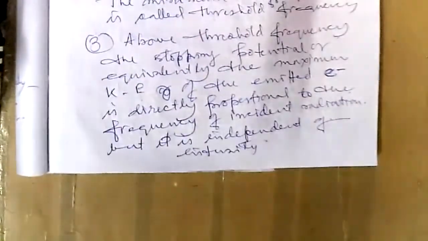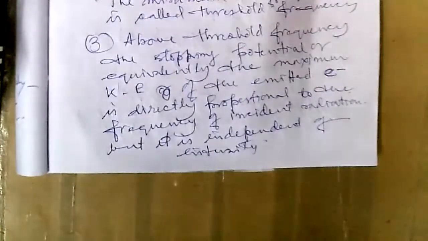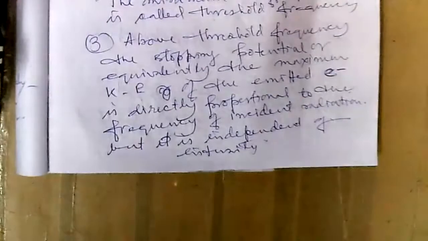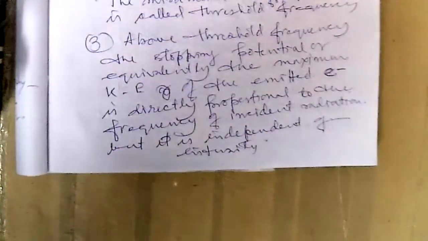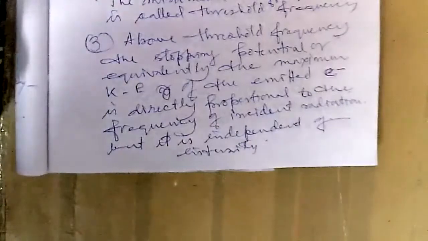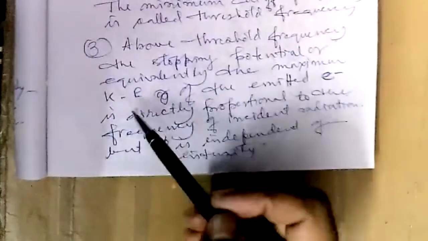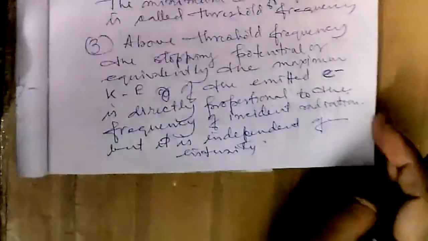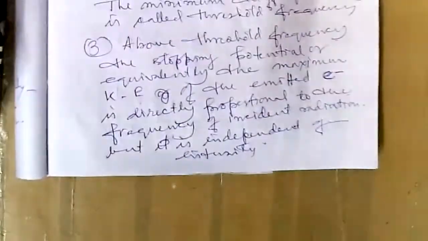So above the cutoff frequency, the stopping potential, or equivalently the maximum kinetic energy of the emitted electron, is directly proportional to the frequency of the incident radiation. So the stopping potential, that means the maximum kinetic energy, is dependent on the frequency, not on the intensity.